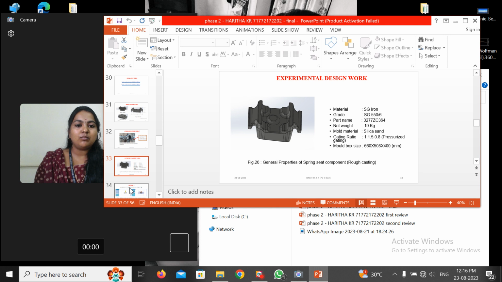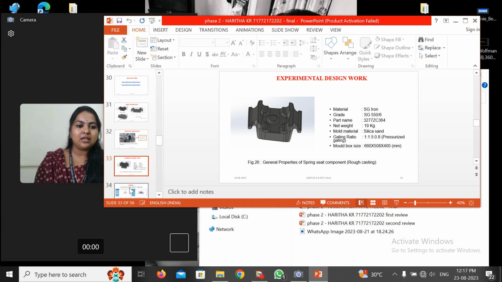And this is about the experimental design work. The material is the same as previously shown for the piston packing. The grade part number is 3277 ZC 364. This is for the general category of the pattern name. Then the net weight is 19 kg.